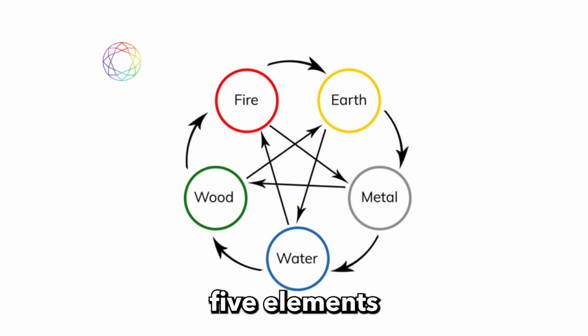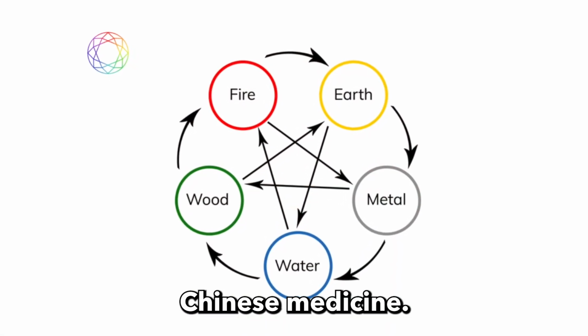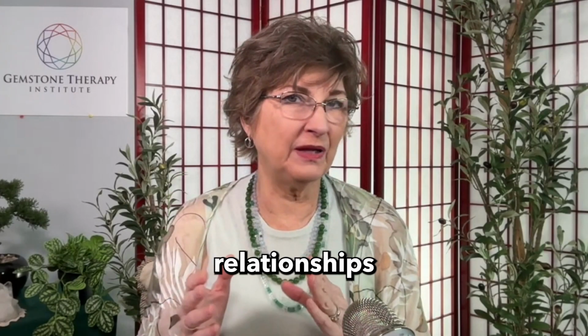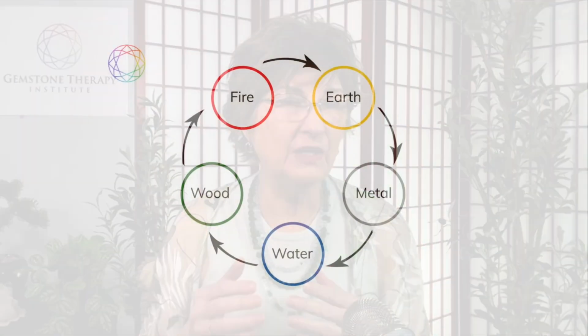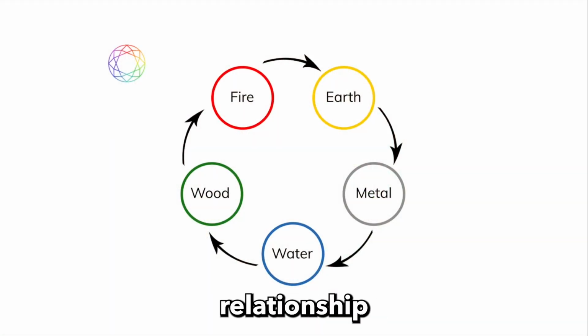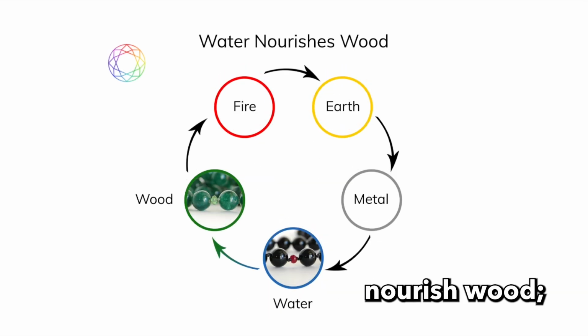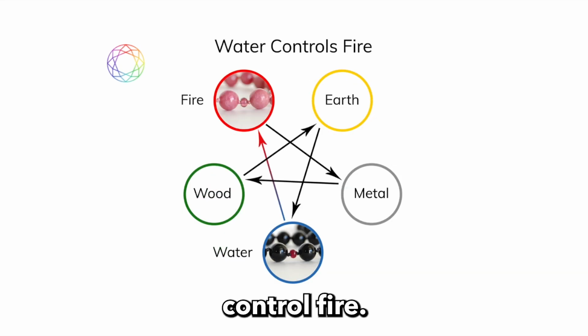Now, this is the 5 elements as defined by Chinese medicine. And when we work with evaluating 5-element relationships at a target area, we look at the nourishing relationship of the 5 elements, and we also look at the control relationships. So, for example, water and wood and fire are 3 of those 5 elements, and water is supposed to nourish wood. That's a healthy relationship. And water is supposed to control fire. That's also a healthy relationship.